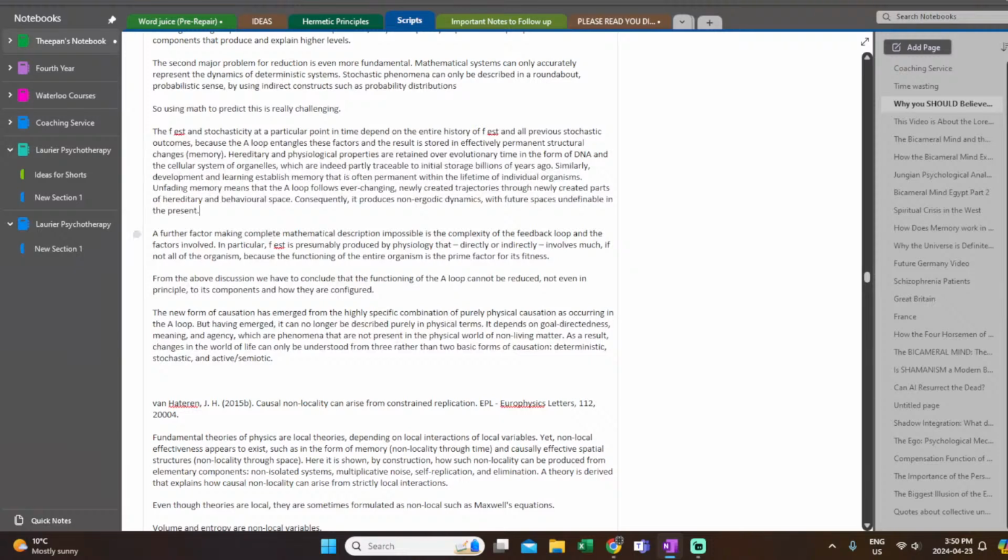A further factor making complete mathematical description impossible is the complexity of the feedback loop and the factors involved. Particularly, Fs is presumably produced by physiology that directly or indirectly involves much, if not all, of the organism, because the functioning of the entire organism is the prime factor for its fitness.